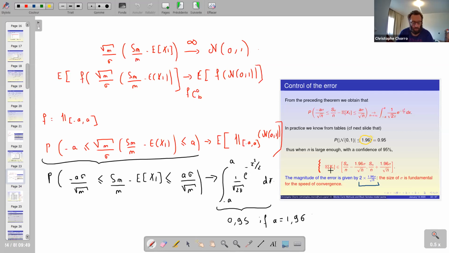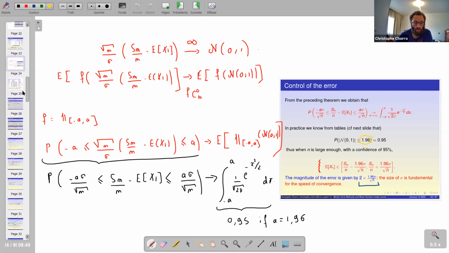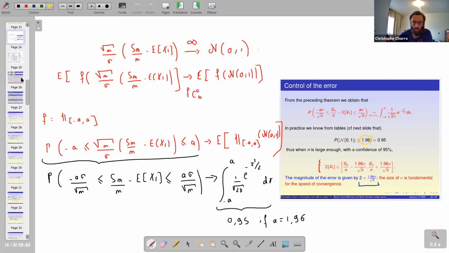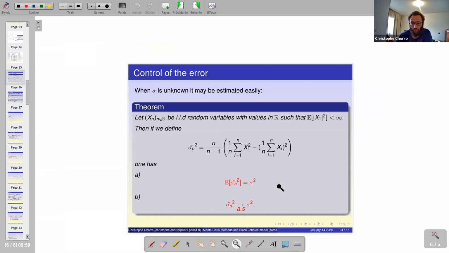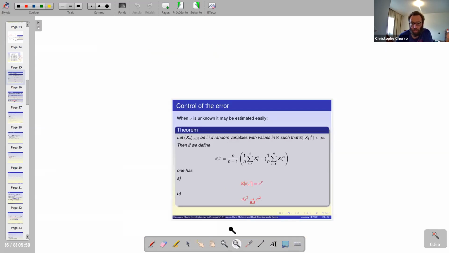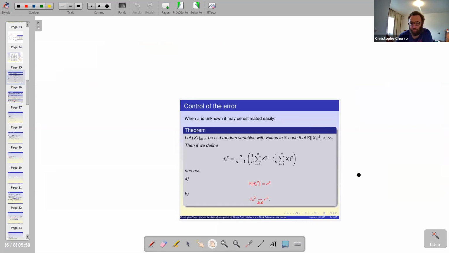That's why, in general, we are going to replace in practice sigma, that is something that I don't know a priori here, by an estimator of sigma. And this estimator is well known. It's what we call the empirical variance of the n sample. So let's write it this way, and I will explain to you what happens.